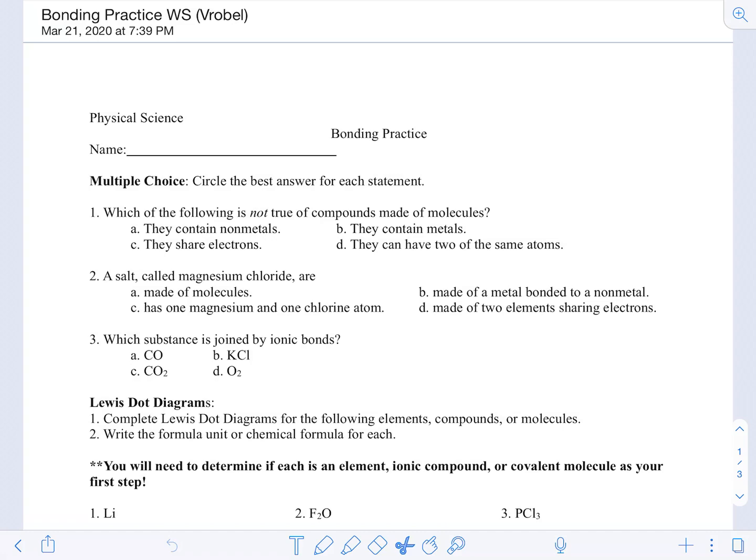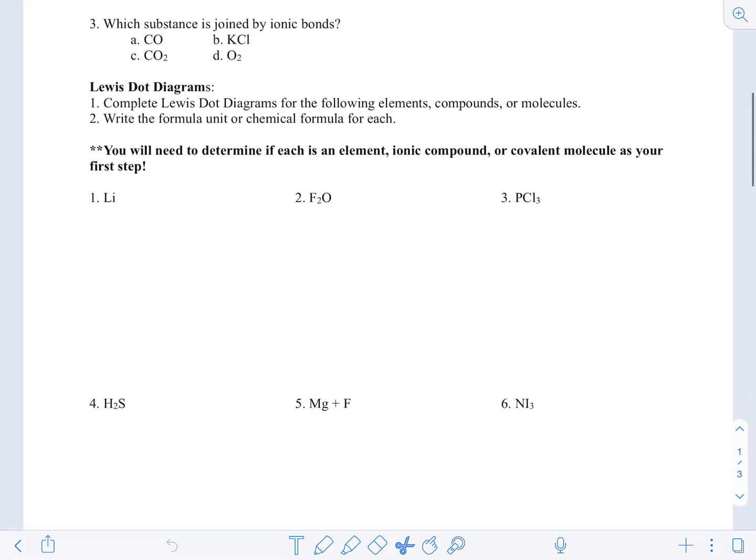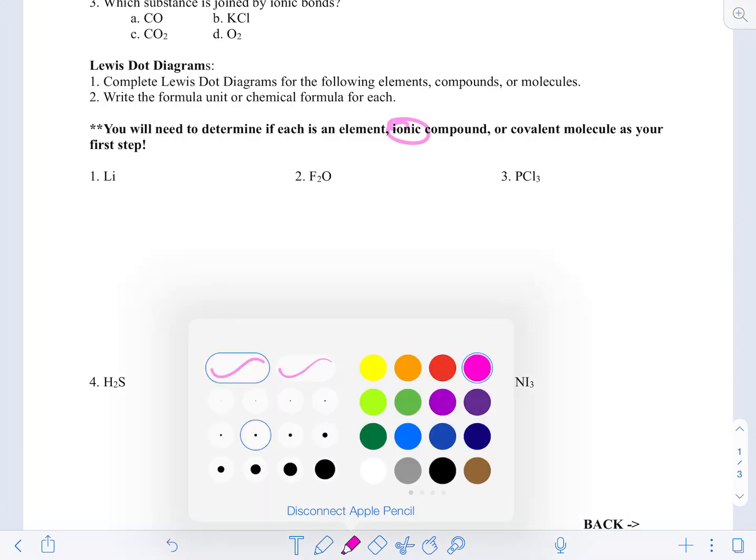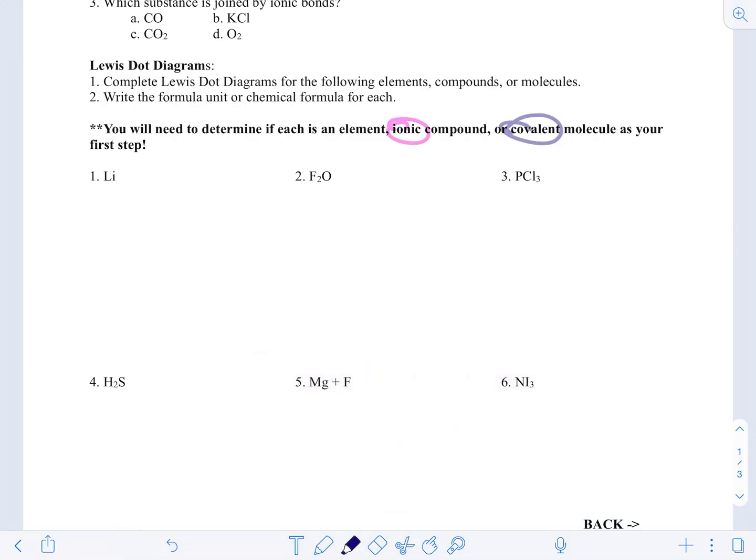I'm going to help you start this assignment. I'm assuming that for the first three multiple choice, you're going to either know the answer or go back to the notes to figure out the correct answer for each. So I'm going to show you how to do the next section, which is dot diagrams. And you need to determine, is it ionic or is it covalent?